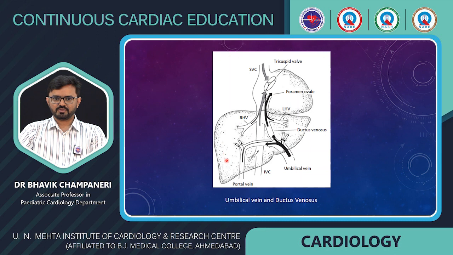So this is the anatomy of umbilical vein and ductus venosus, which is important in understanding the fetal circulation. So umbilical vein enters into the liver parenchyma and it joins the portal vein.